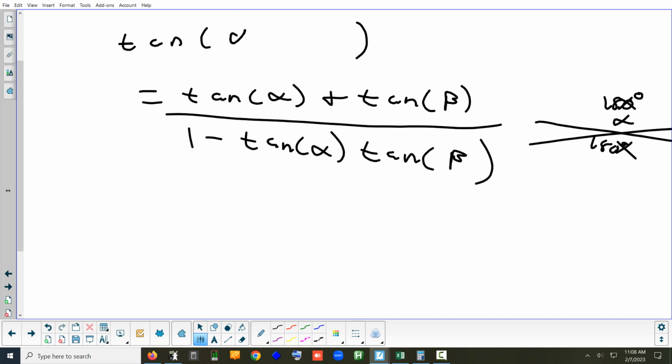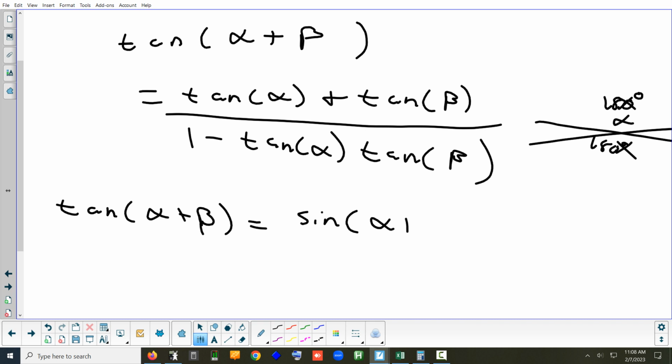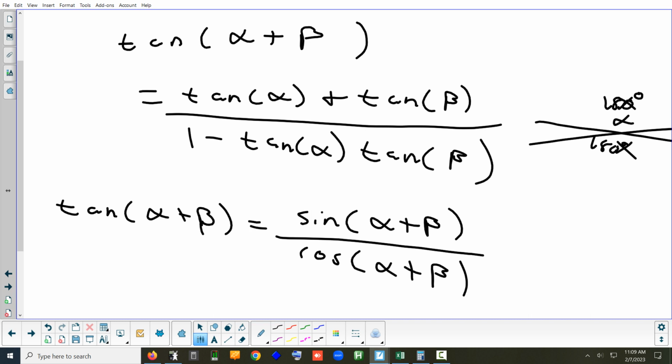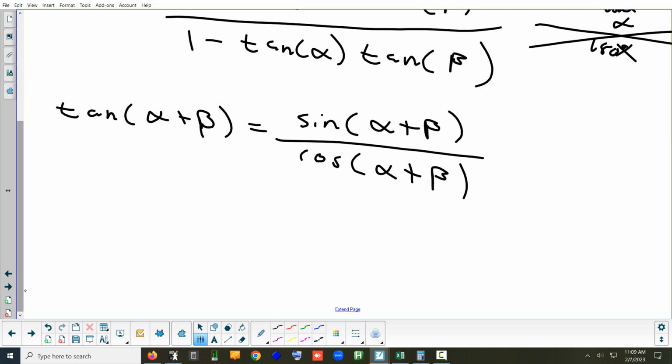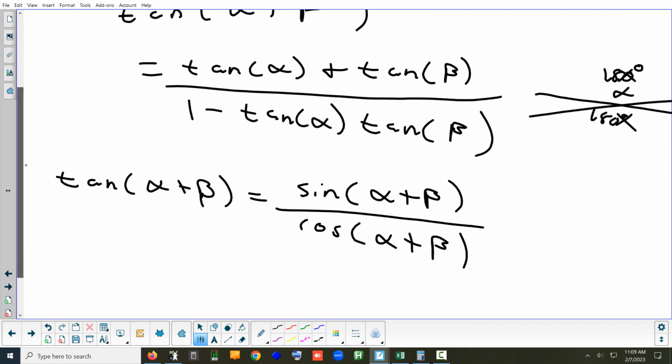So let's write this a little bit more generic. How can you write tangent in terms of sines and cosines? Yep. Right. So the tangent of alpha plus beta equals the sine of alpha plus beta over the cosine. And that's how you could do this. Let's use the two identities that we know for the sine of a sum and the cosine of a sum and write that out and see if it looks anything like what we have there.